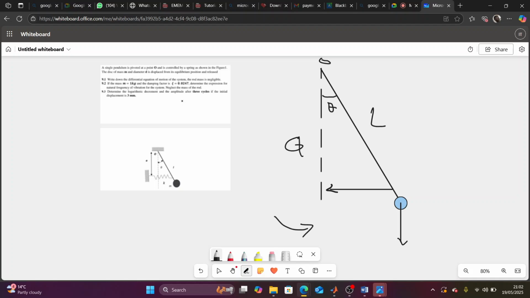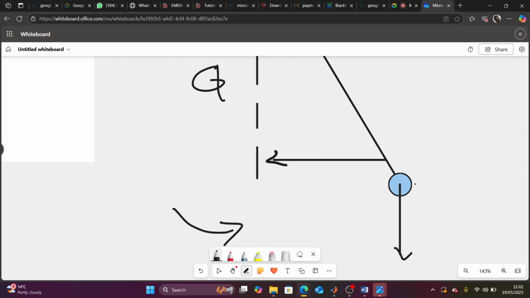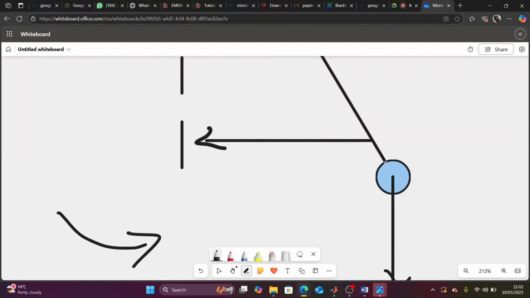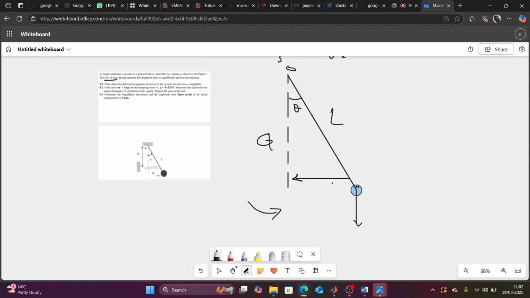Okay, what do we do here, Andile? Let's read the question. A simple pendulum pivoted at O has a mass and diameter. They said the disk of mass. So do you agree this one is a disk, right, Andile? So if there is a disk, it means this distance here is a radius. Do you agree? Yeah.